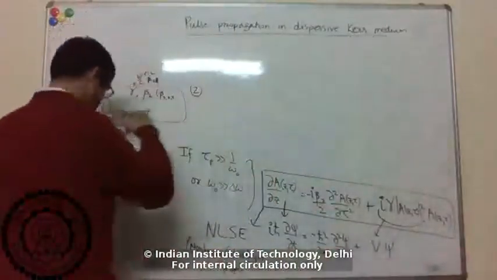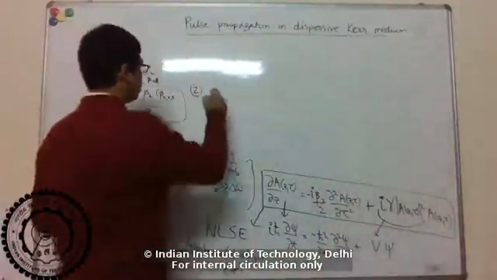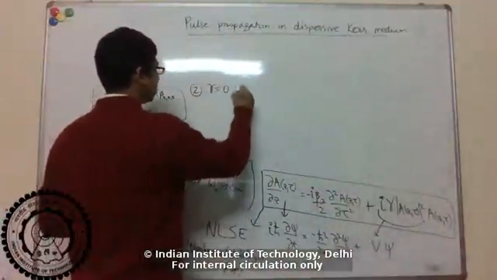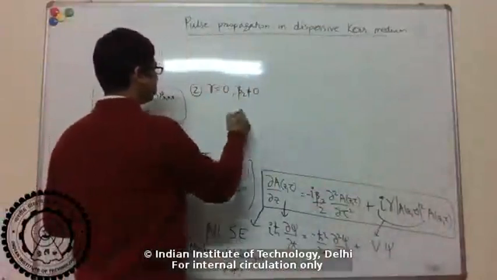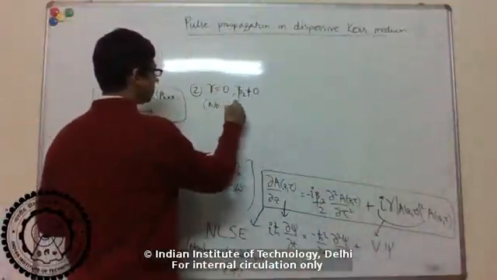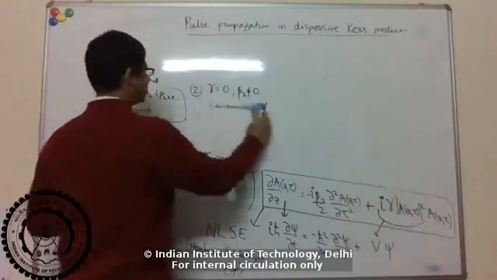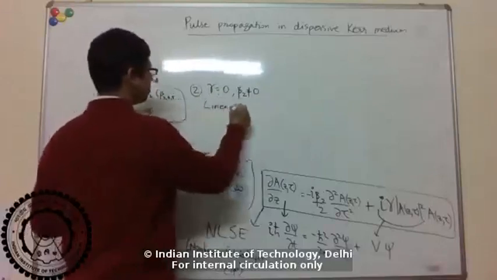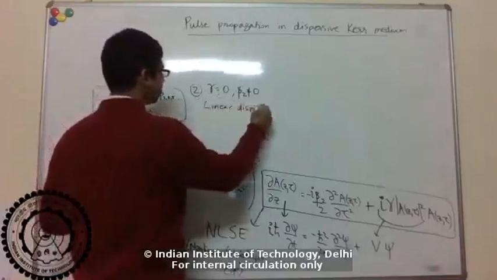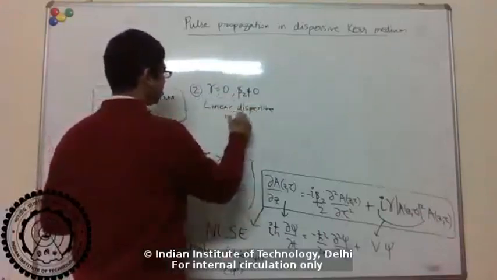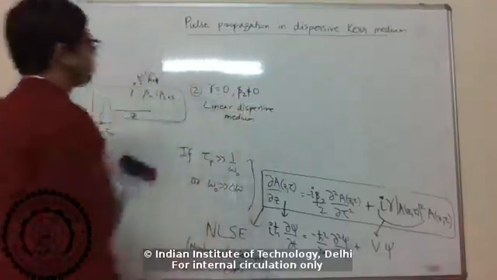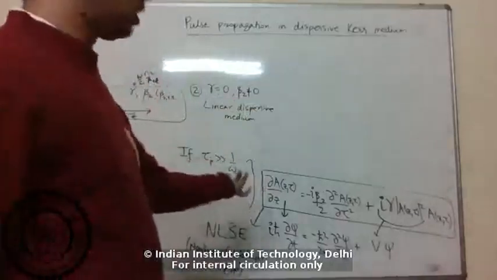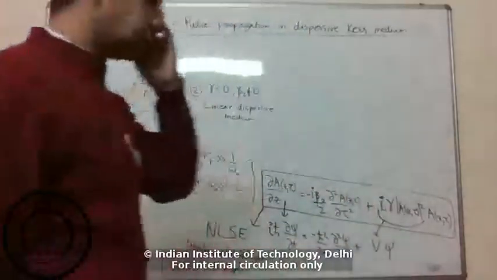So, second case. So, no nonlinearity, but so only dispersion. In other words, a linear dispersive medium. Right. So, for example, it could be the same medium, but the intensity is low enough such that the nonlinear term is negligible.